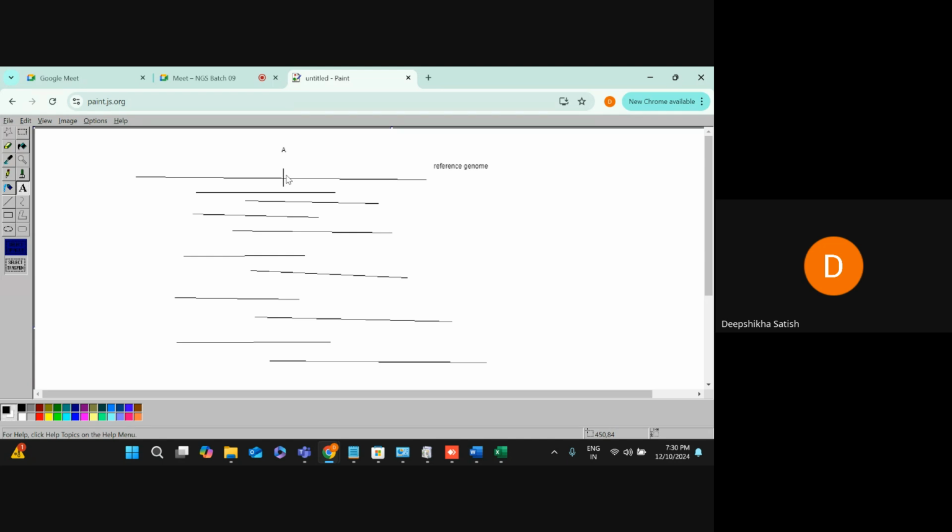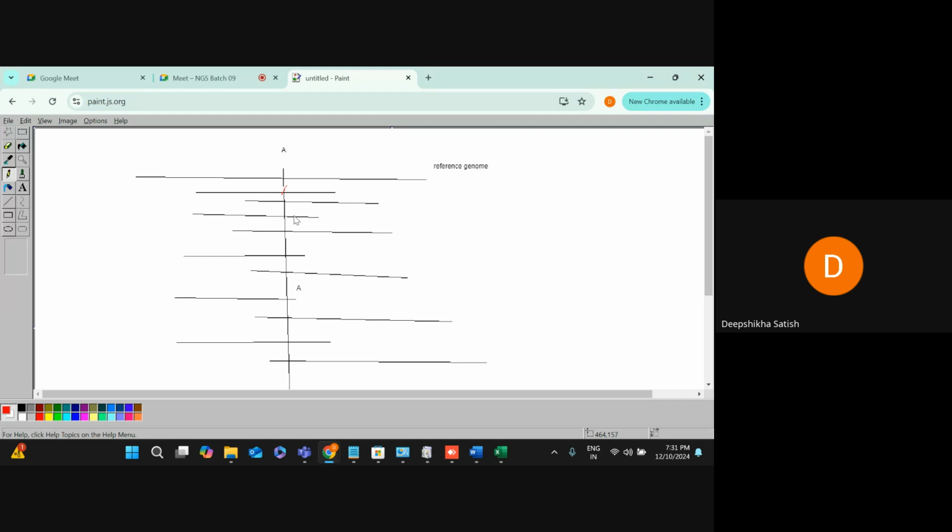And what I saw on this entire reads on this 20th position, they are having what? The adenine. Right? So how many times the adenine was called here? Can you tell me? Any idea? 6 times.